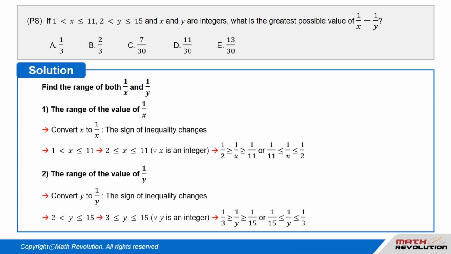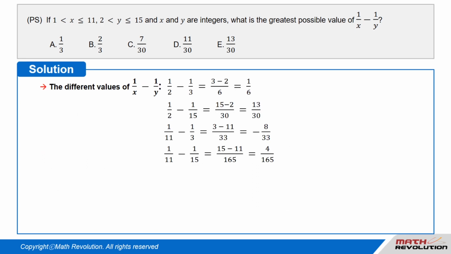The range of values of 1 over y. The sign of inequality in the range will change when we convert y to 1 over y. So, 2 is smaller than y, which is smaller or equal to 15, or 3 is smaller or equal to y, which is smaller or equal to 15. Because y is an integer, this will become 1 over 3 is greater or equal to 1 over y, which is greater or equal to 1 over 15. Or 1 over 15 is smaller or equal to 1 over y, which is smaller or equal to 1 over 3.